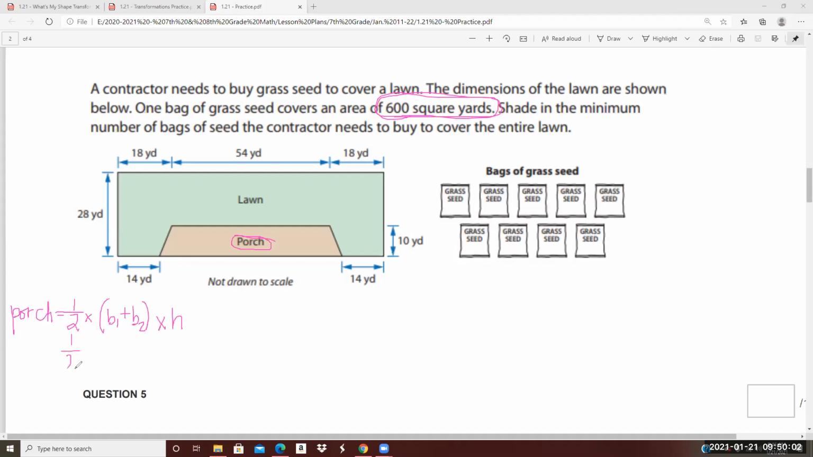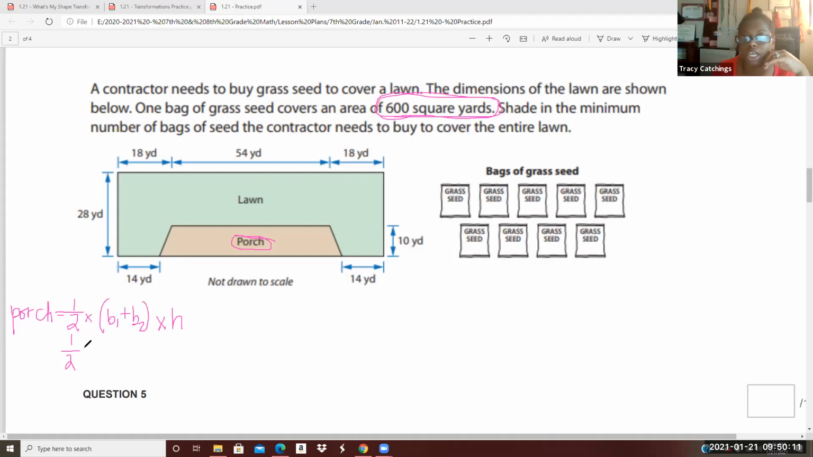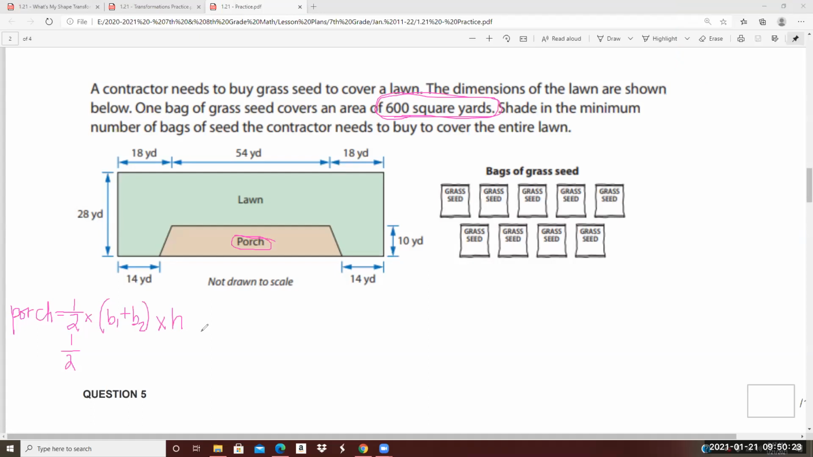How do y'all keep getting 1/2? It's the formula. I gave us the formulas yesterday for area. So that's just the area formula of a trapezoid. We use a half for a trapezoid and a half for a triangle. Okay, thank you.